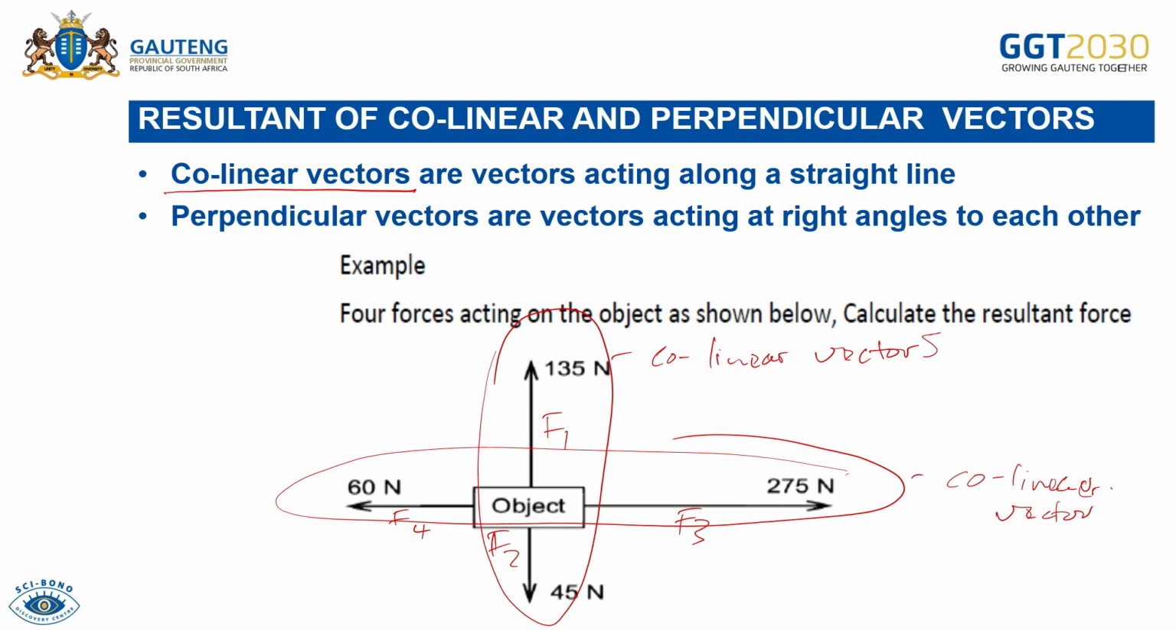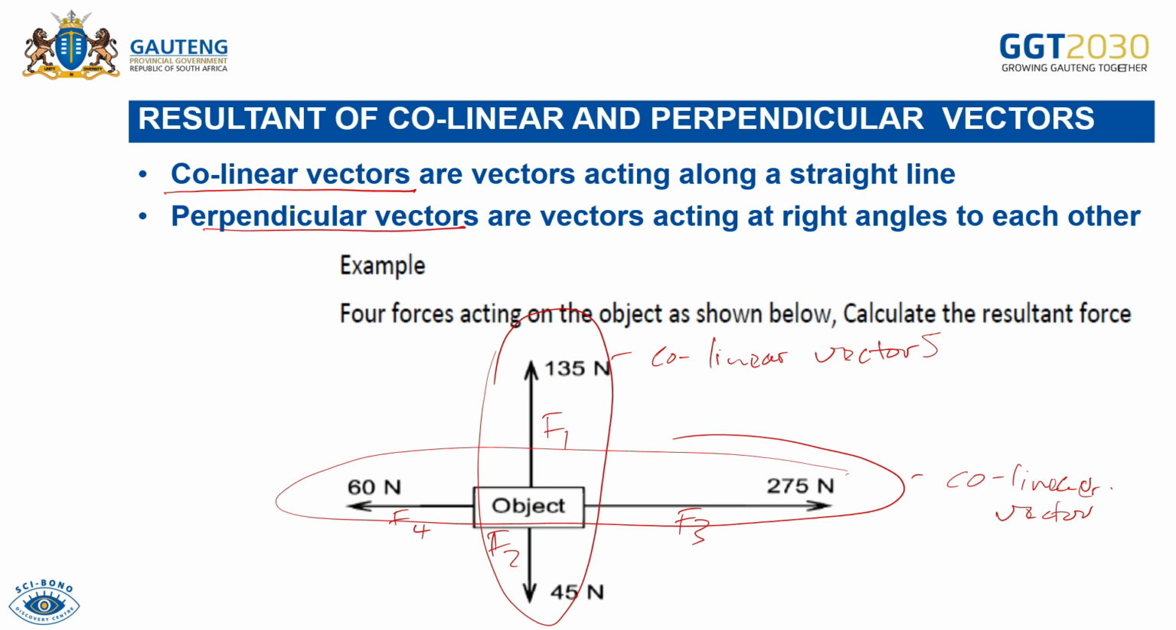It doesn't matter even if they're acting in opposite directions. So look at your 135 and your 45, your 60 and your 275. They're acting in opposite directions, but they're acting along a horizontal straight line. Therefore, we call them collinear vectors. Okay, then what are perpendicular vectors, right?